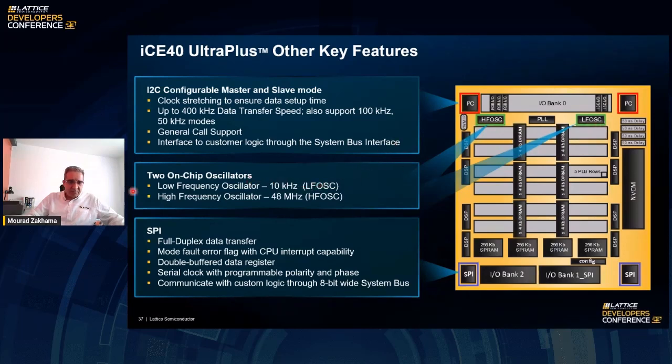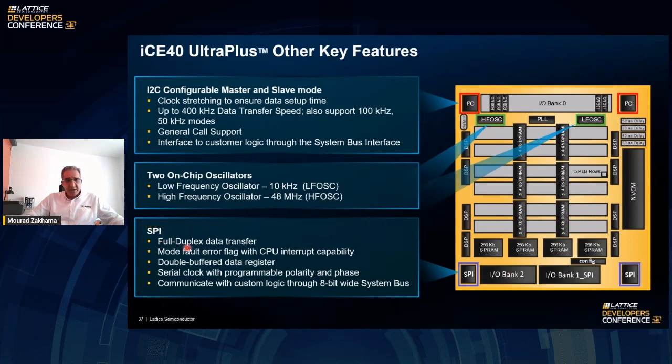The embedded oscillators, the high frequency oscillator and the low frequency oscillator, are also configurable, so you can configure a divided version of these. The low frequency is 10 kilohertz. The high frequency is 48 kilohertz. You can use them by just instantiating that component in your design. No need for an external oscillator. Sometimes it's useful to have a watchdog or some internal logic that's required to operate even before the main clock is available.